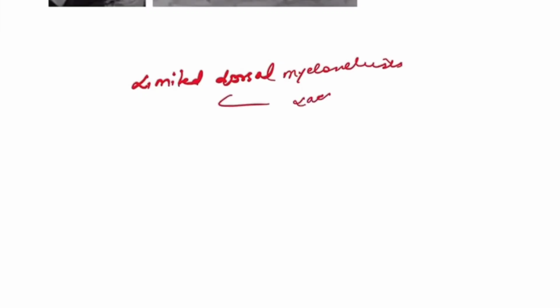Two disorders are remaining, and the first is limited dorsal myeloschisis. Okay, these are of two types, saccular and non-saccular. What happens is there is one stalk that is connecting the skin with the spinal cord. Okay, so the close differential is dorsal dermal sinus.